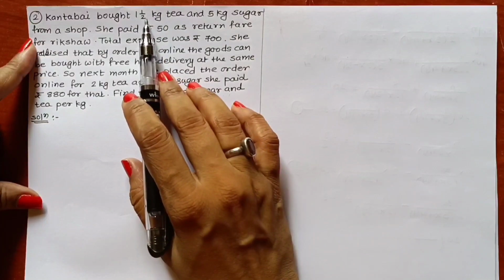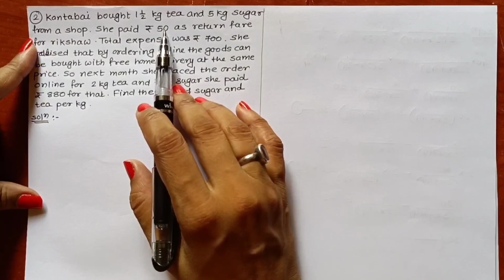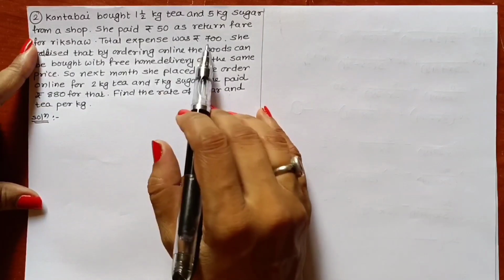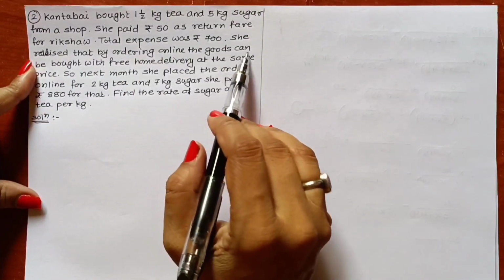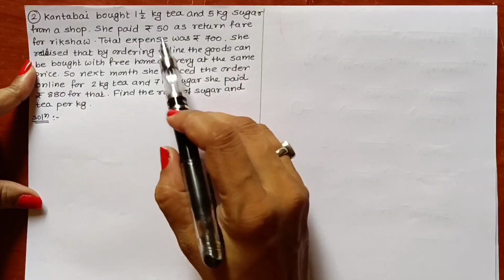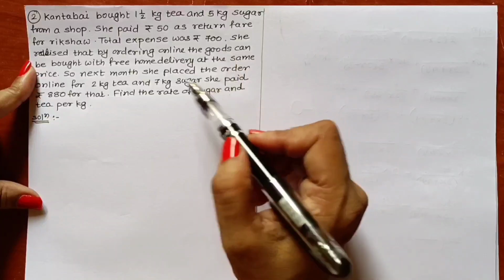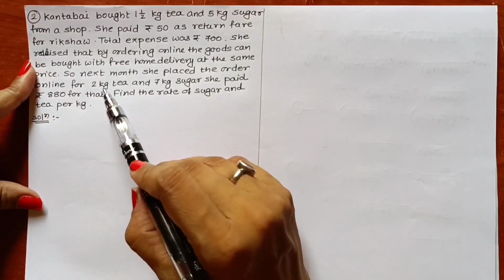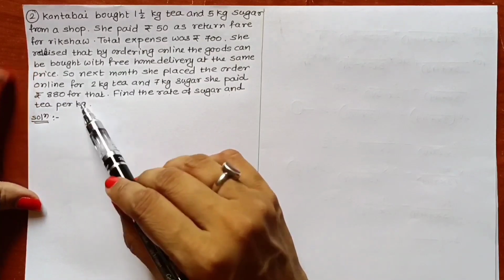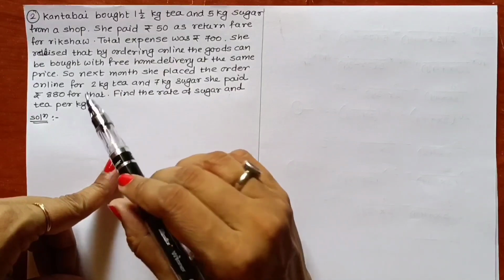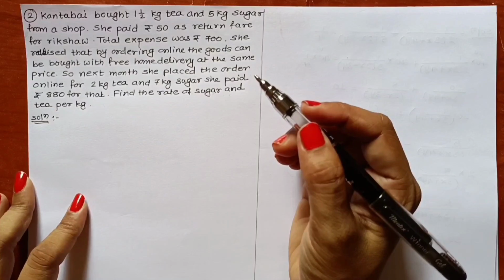That means 1.5 kg tea, 5 kg sugar with 50 rupees of fare. Total expense is 700. And then afterwards she realized that by ordering online, the goods can be bought with free home delivery. That means she won't require to give the fare of rickshaw if she orders online. So next month she placed the order online for 2 kg tea and 7 kg sugar. She paid 880 rupees for that. We have to find the rate of sugar and tea per kg. So 1 kg sugar rate and 1 kg tea rate we will have to find out.